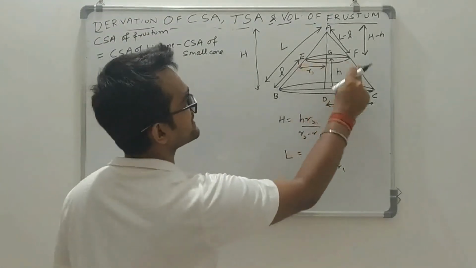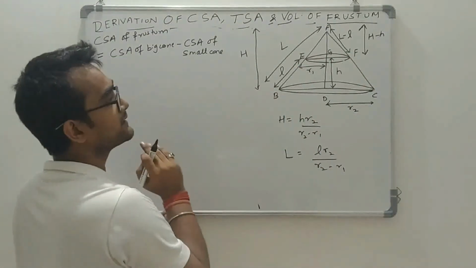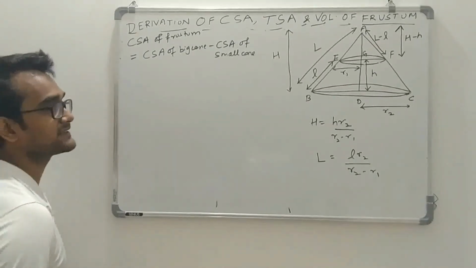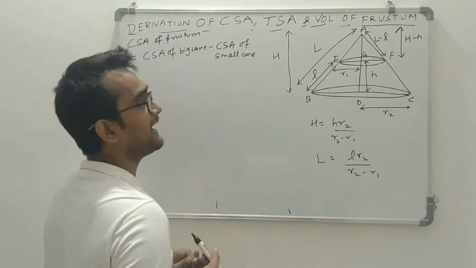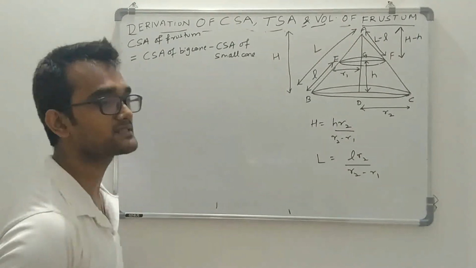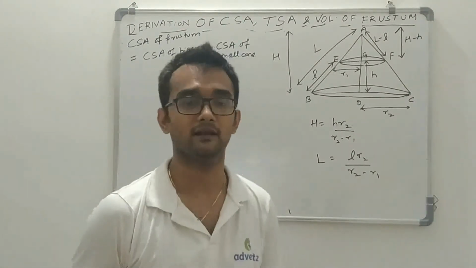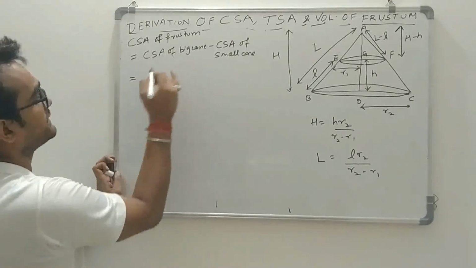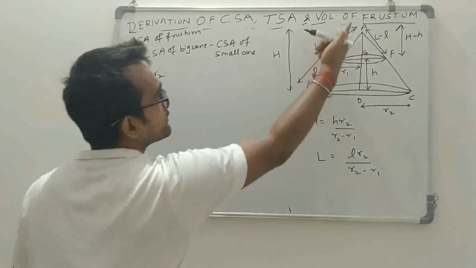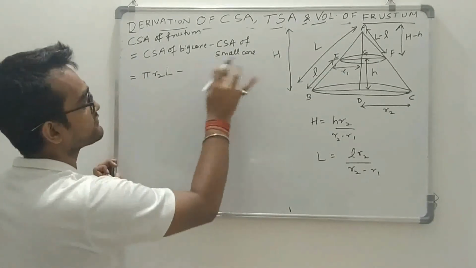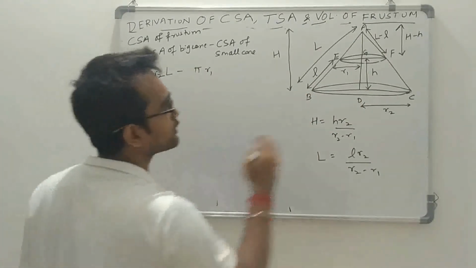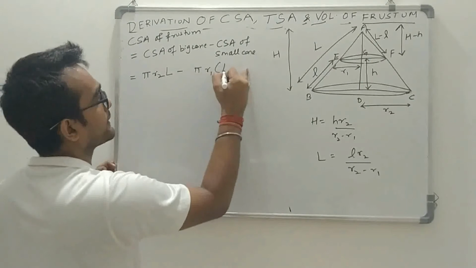Because Frustum is this one, E, F, C, B. So the CSA of Frustum will be obtained by subtracting the CSA of big cone ABC and CSA of small cone AEF. The CSA of a cone is pi r L. So the CSA of big cone will be pi, the radius of big cone is R2 and the slant height of big cone is capital L. CSA of small cone is pi, the radius of small cone is R1 and the slant height of small cone is capital L minus small l.